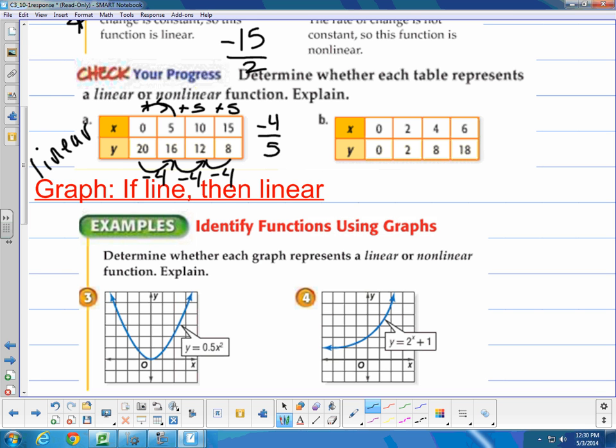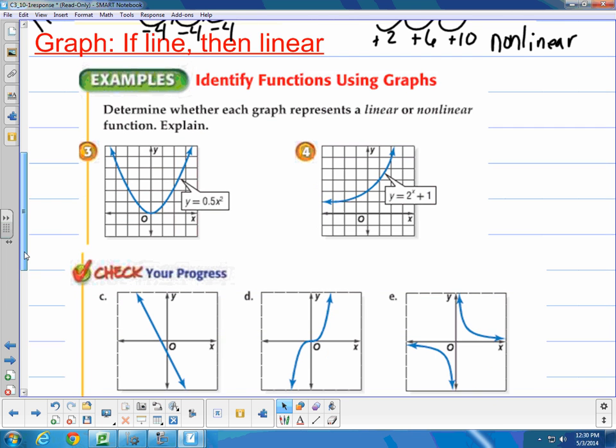Looking at example B, we look for a change. We see that we're adding 2, adding 6, and adding 10 for y. But our x values increase by 2, by 2, and by 2. So here we see that as x increases by 2, y increases by a larger amount each time. So this is a non-constant rate of change. So this is a nonlinear function. So that is how you tell by a table. Just a little bit of looking kind of for your slope.